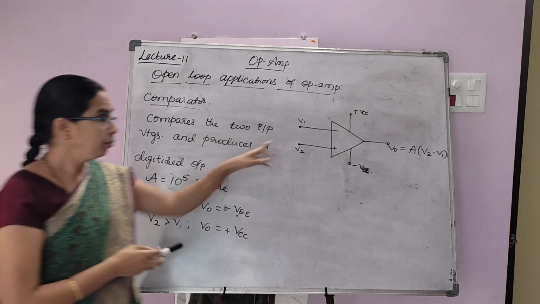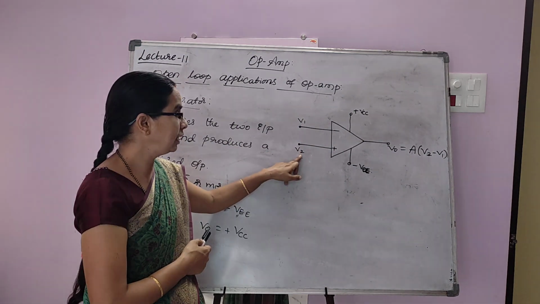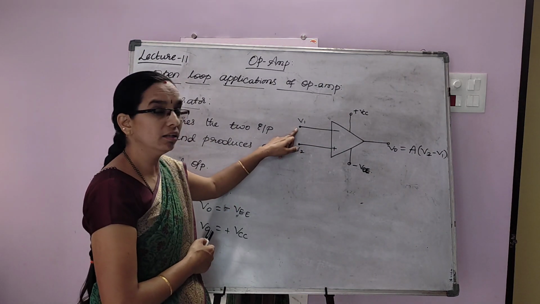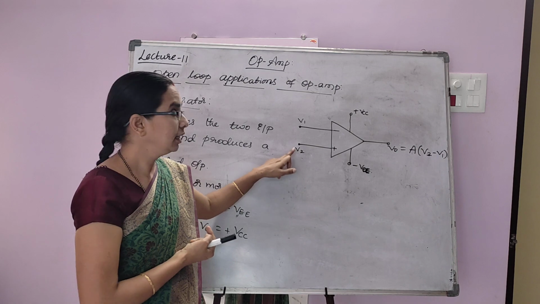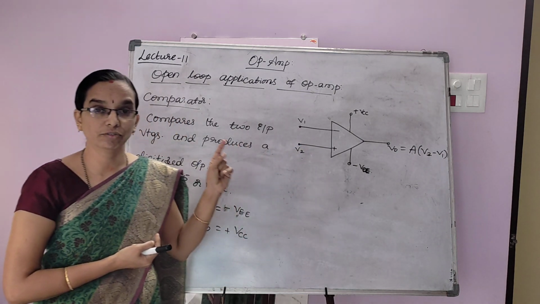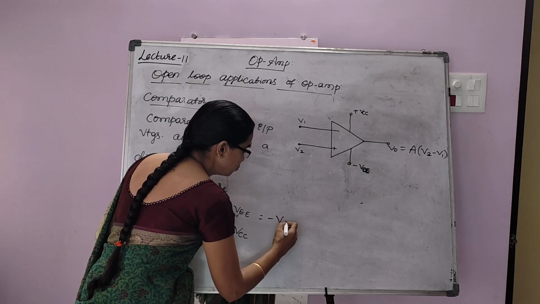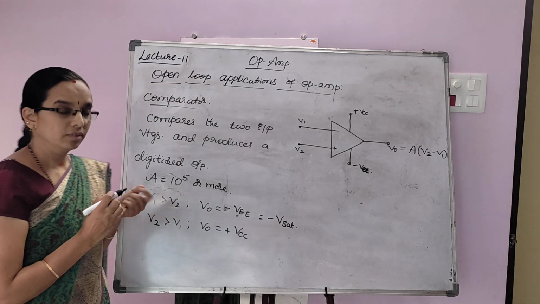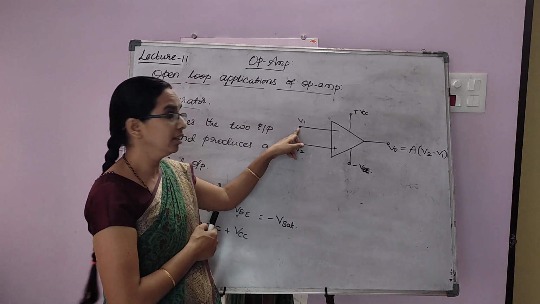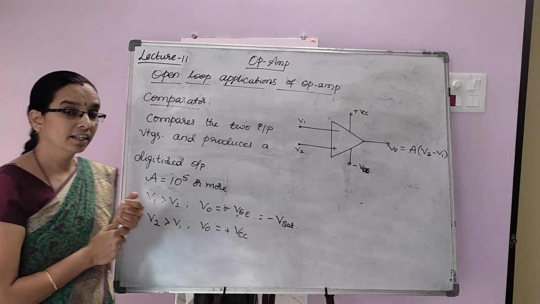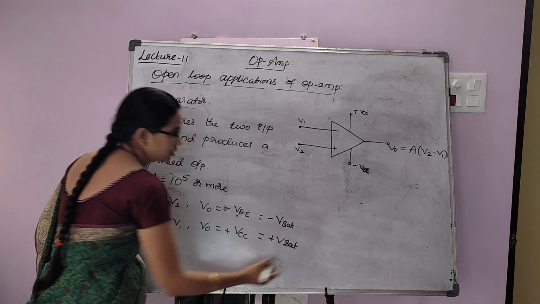The input at the inverting terminal is V1 and the input at the non-inverting terminal is V2. If the input at the inverting terminal is greater than the input at the non-inverting terminal, then the output will reach negative saturation, that is minus VEE, called minus V saturation. If the input at the non-inverting terminal, V2, is greater than the input at the inverting terminal, then it will reach plus VCC, or plus V saturation.